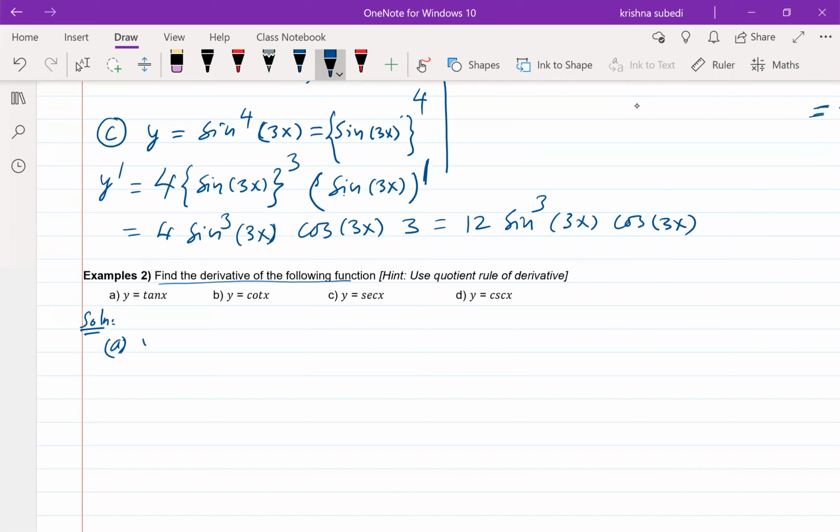So we know that y equals tan x can be written as sin x over cosine x, right? So we know that formula. Now you can use the quotient rule, that is u over v. So your derivative dy over dx is, you know, the quotient rule, right? So v u prime minus u v prime, derivative one at a time, over v square.